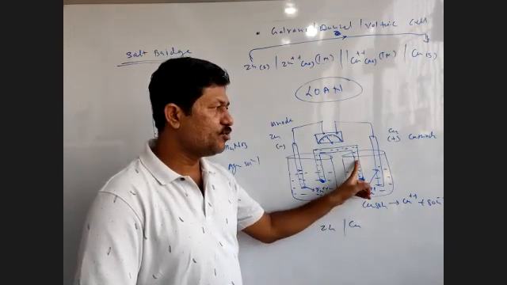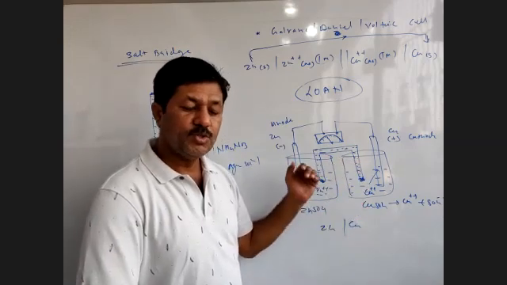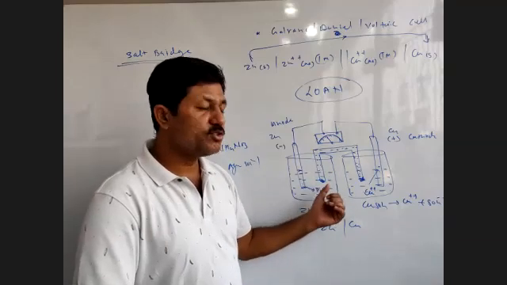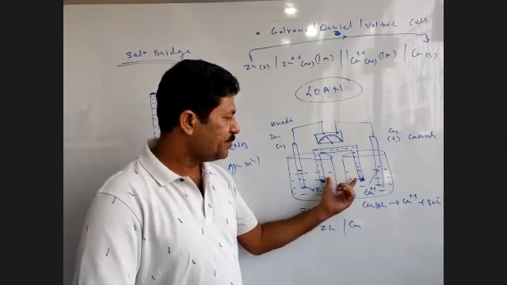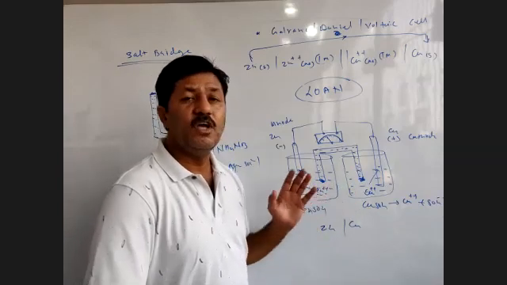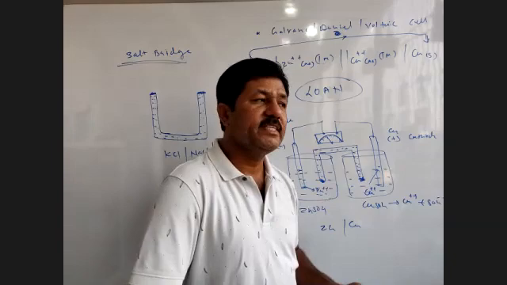कभी-कभी ये end अगर solution के ऊपर रहेगा तो it won't work properly. So in order to make this cell work well, the salt bridge has to be kept deep into the solution in such a way that both ends must dip into the solution. So that is what we can say. This is the salt bridge.